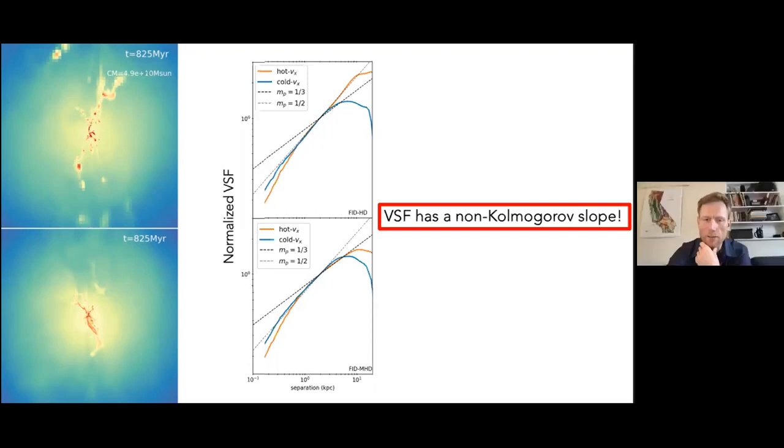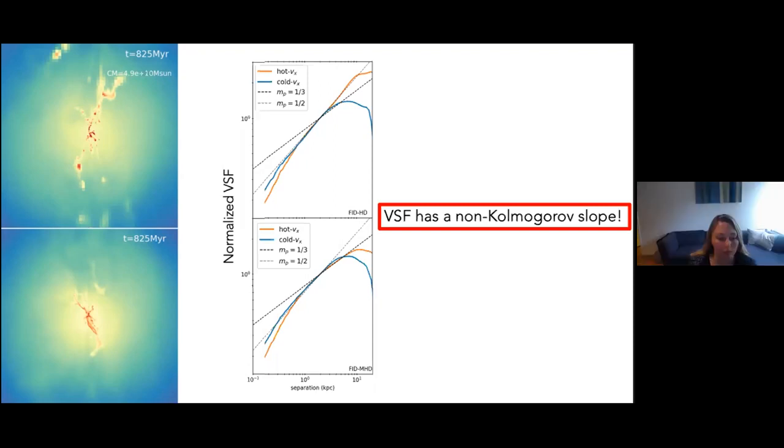Any other topics for discussion or questions for Mateusz? Oh, Max. Yeah, thanks. I just want to follow up on the last question. I thought it was an excellent question. So do you have an idea what your numerical dissipation scale is here in this plot?